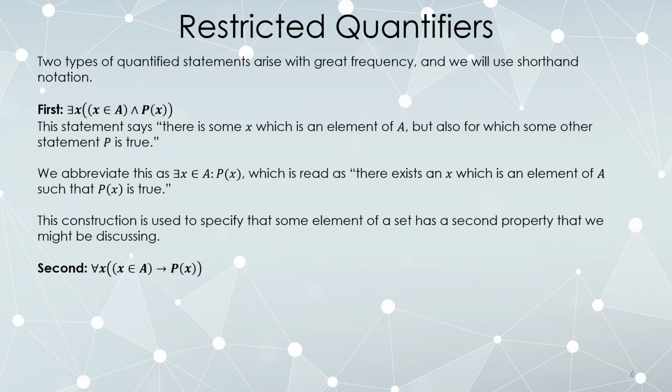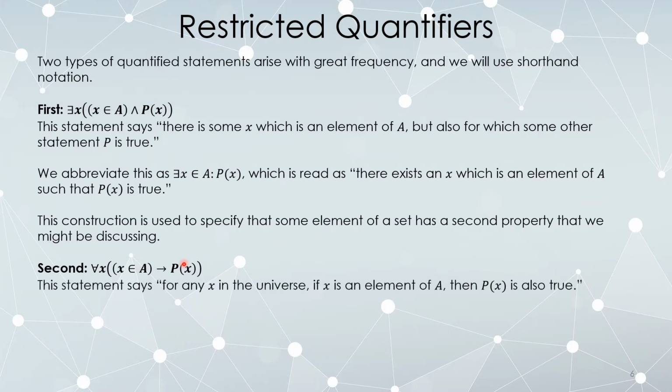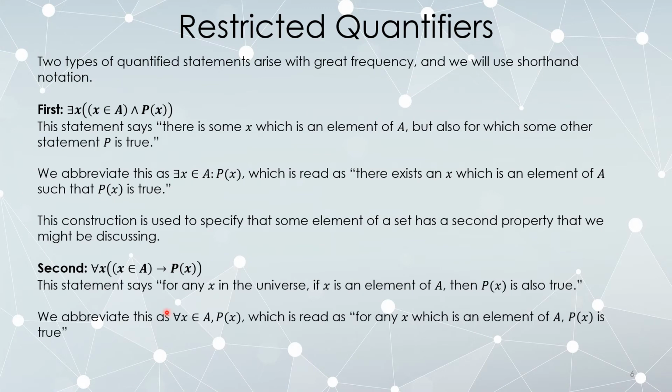The other thing that comes up a whole lot is this: given any x, if it is an element of A, then P of x is true. So for any element, if it is an element of A, then P of x. And here's how we're going to abbreviate that: given any x in A, P of x. For any x which is an element of A, P of x is true. Again, this is taking a conditional statement and writing it like this because it more naturally fits how we say things out loud.